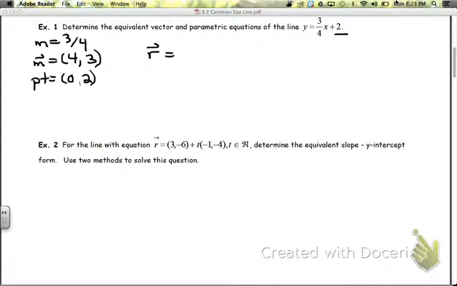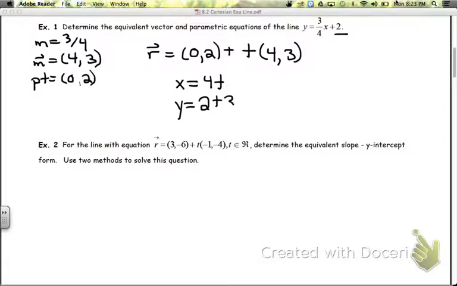So to determine the equivalent vector and parametric equations, our vector r is equal to our point (0, 2) plus t times our direction vector m, (4, 3). Looking at our parametric equations here, x is equal to 4t, and y will be equal to 2 plus 3t. So that's our first example.